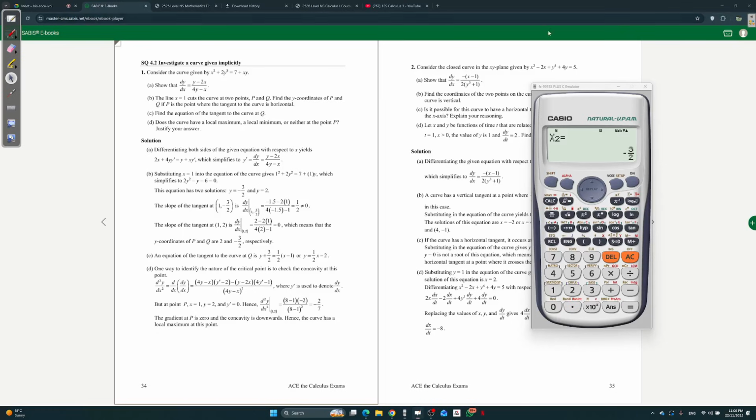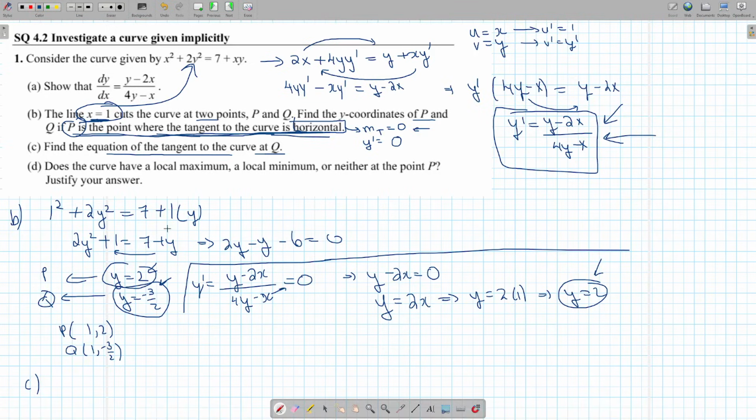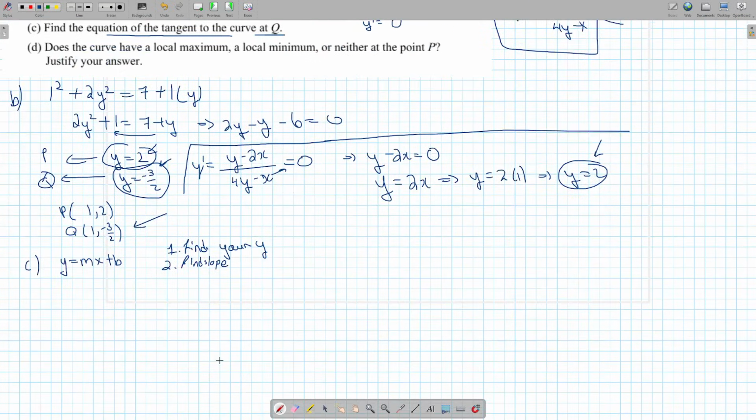For part C now, you want to find the equation of the tangent to the curve at Q. How do you find the equation of the tangent? You need to do y is equal to mx plus b. But there's a few things that you need to find. Number 1, what are the 3 steps? Find your y. Now for Q, we already found our y, and we found the point over here. Step 2 is to find the slope. How do you find the slope? You simply derive and plug in your x. Right? So we need to find y prime at Q. That's going to get you the slope.